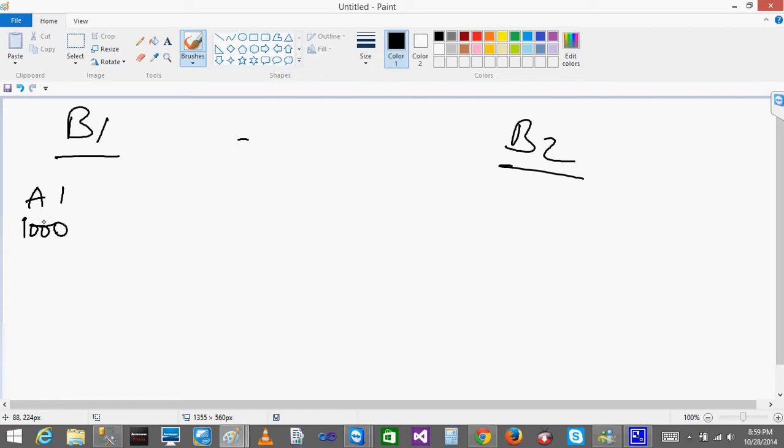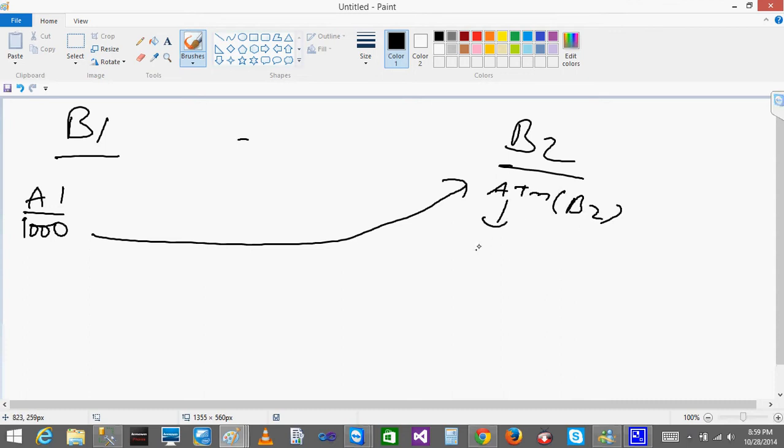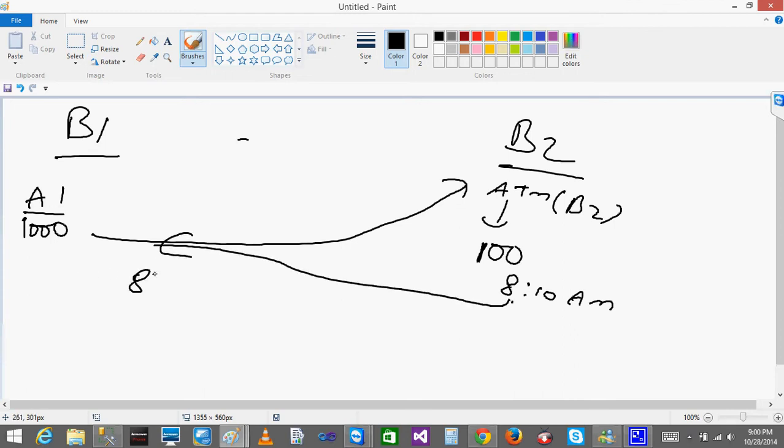Now, the account holder goes to the ATM of bank 2, and he withdraws $100. Okay. At a certain time, let us say he withdraws on the same day at 8:10 a.m., and after this he comes back to bank 1 at 8:20 a.m. and tries again to withdraw $1000 from bank 1.